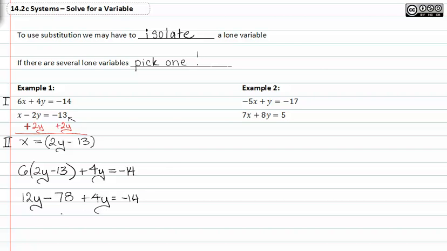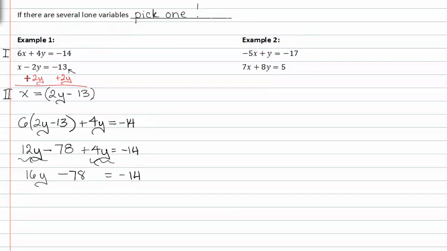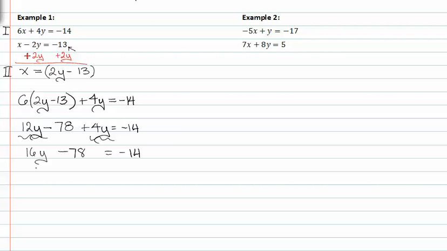From here, I'm going to add like terms. This gives me 16y minus 78 is equal to negative 14. Continuing on, I'm going to add 78 to both sides to give me 16y is equal to 64. Dividing both sides by 16, I get y is equal to 4.